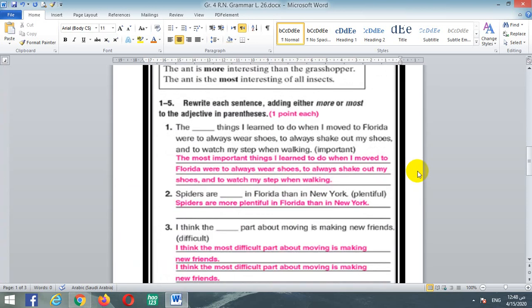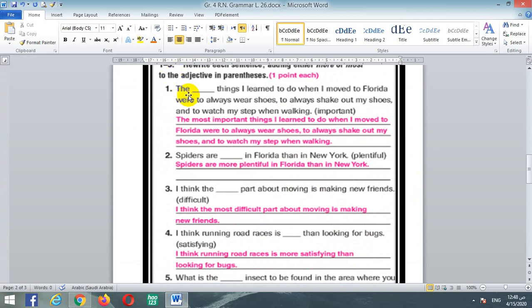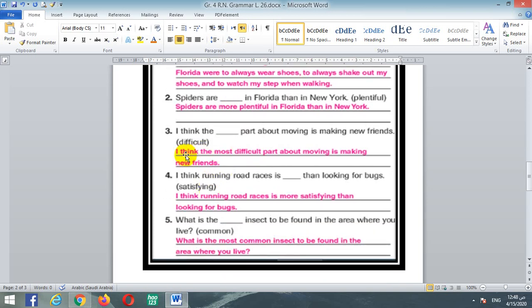The next page. Number 1 here, it will be the most important. Number 2, more plentiful. Number 3, the most difficult. Number 4, more satisfying. Number 5, the most common.